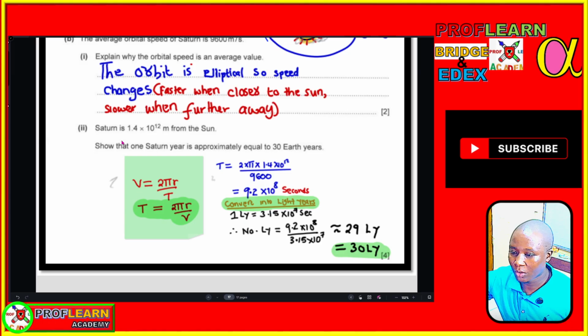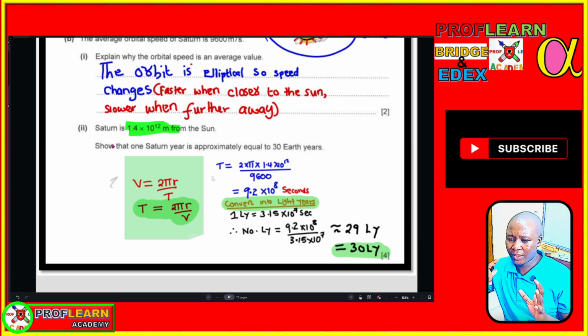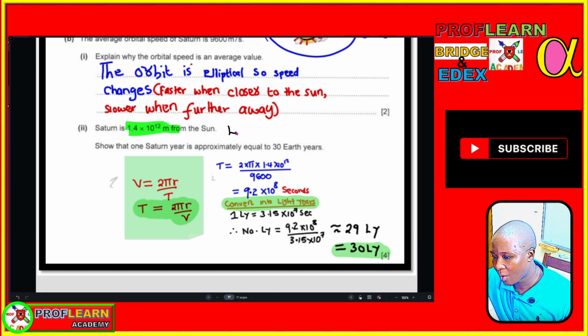And there was also the last question that made most of the students cry in the exam. This question is about approximate light years. So the first thing that you need to understand before you do your exam is what we mean by a light year. A light year is the distance traveled by light in 1 year. Okay? One light year is the distance traveled by light in 1 year.